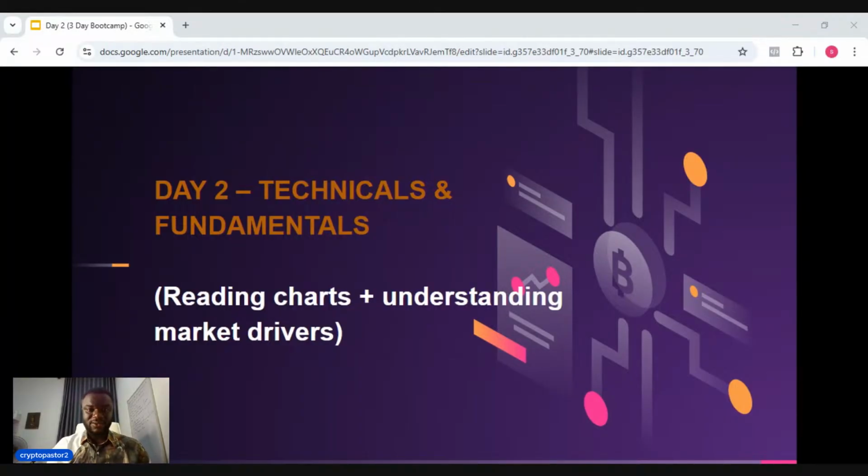You understand? So technical analysis simply means reading the charts and knowing where the market is going. Is the market going up? Is the market going down? Is the market bullish or bearish? That's what technical analysis is all about.